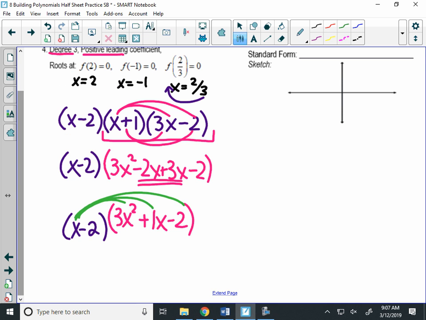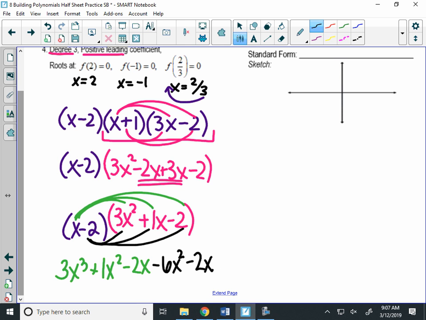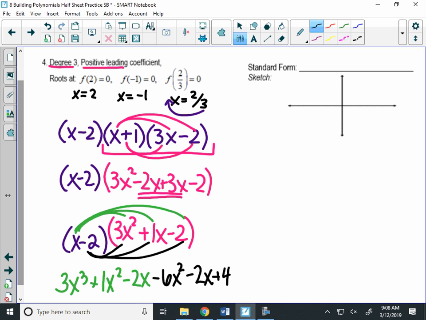So we'll start by getting x times 3x squared is 3x cubed. x times 1x is plus x squared, minus 2x. And then you also need to distribute the negative 2 to every term. So negative 2 times 3x squared is negative 6x squared, minus 2x plus 4. Now to get your standard form, your final answer, you're just going to combine like terms.